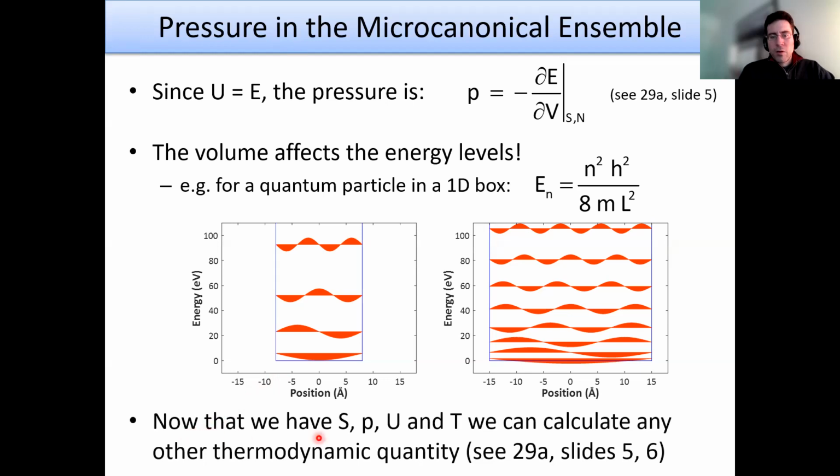Since we now have the entropy, KB times log omega, the pressure from this relation, U trivially equal to the energy, and the temperature that we discussed a moment ago in the context of beta, the inverse temperature, we can calculate any other thermodynamic quantity. If you go back to the schematic that we showed and the relations between the thermodynamic potentials, if you have these, anything else can be calculated.